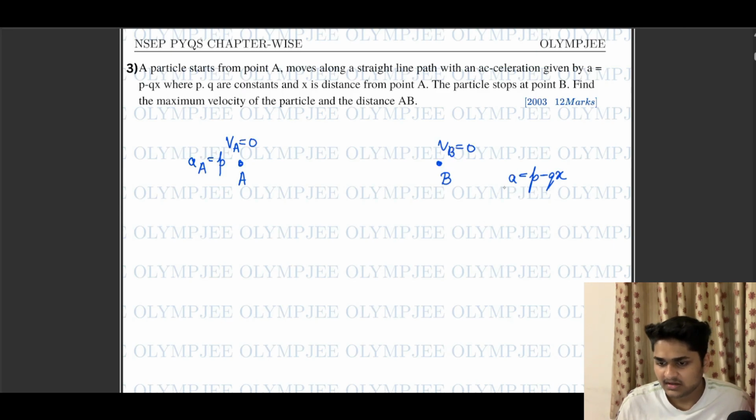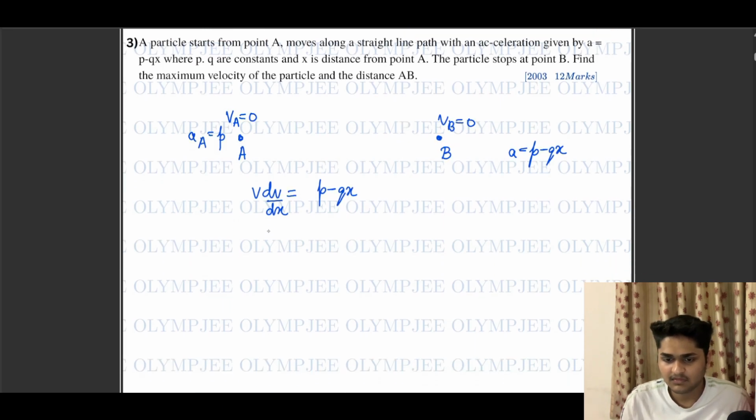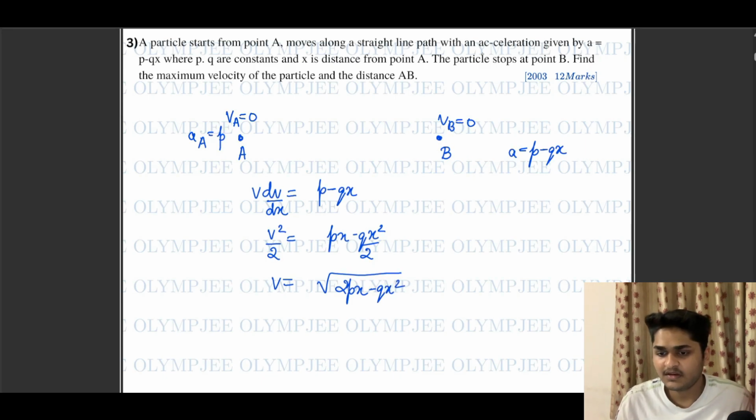So we know that acceleration is given as v dv by dx, which is p minus qx. Integrating will give v squared by 2 equal to px minus qx square by 2. Velocity is given as under root of 2px minus qx square. So we need to find when the velocity will be maximum.